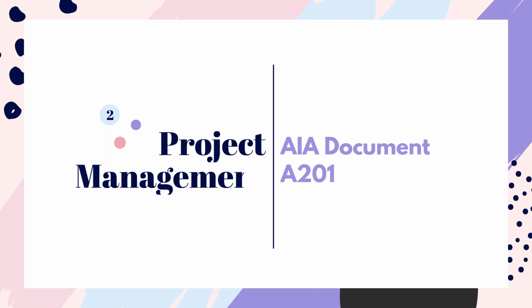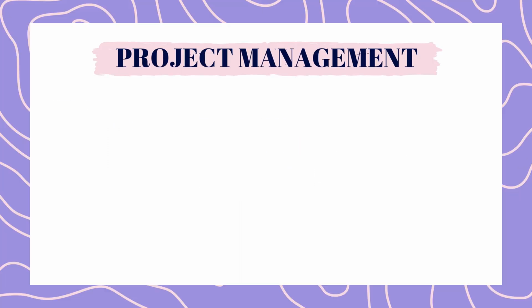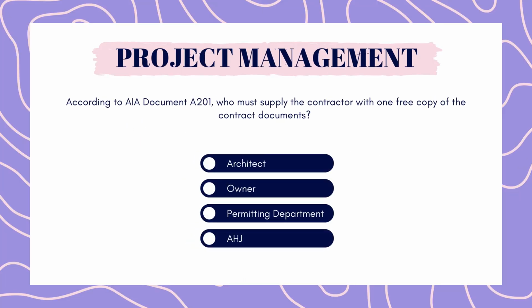Alright, next up is project management. According to AIA document A201, who must supply the contractor with 1 free copy of the contract documents? The architect, owner, permitting department, or AHJ? Pause here to answer.